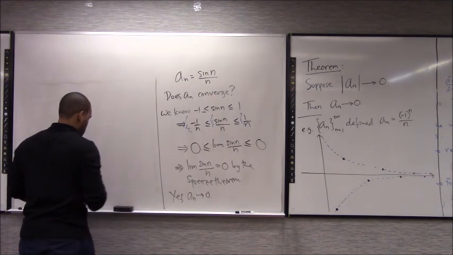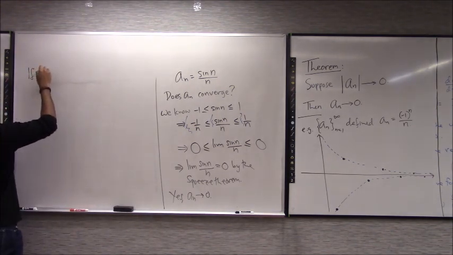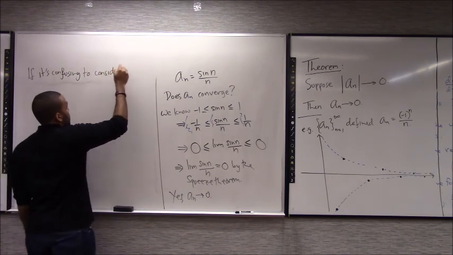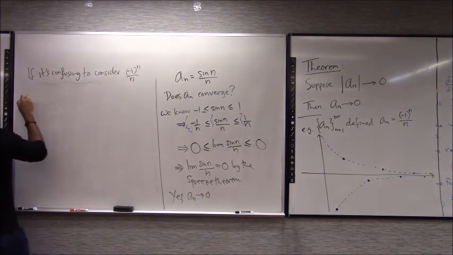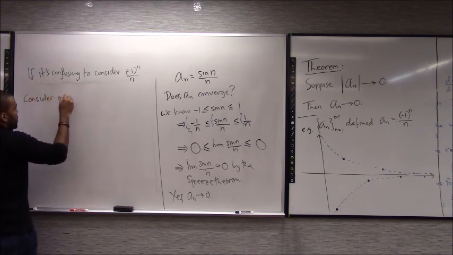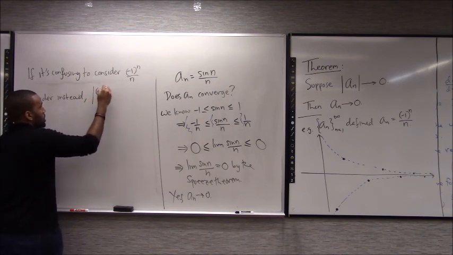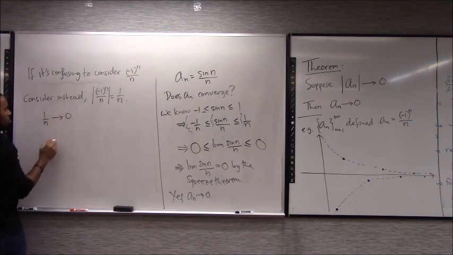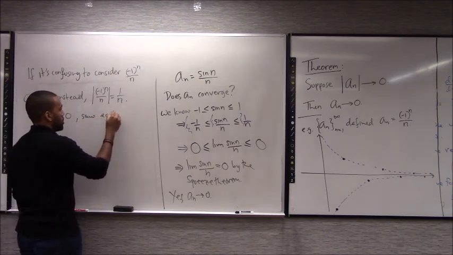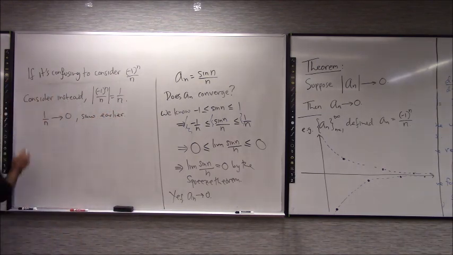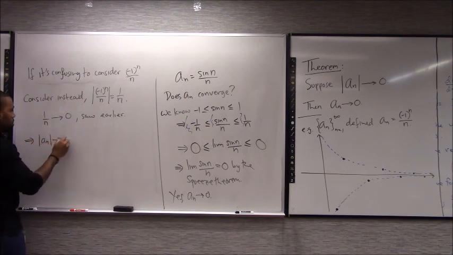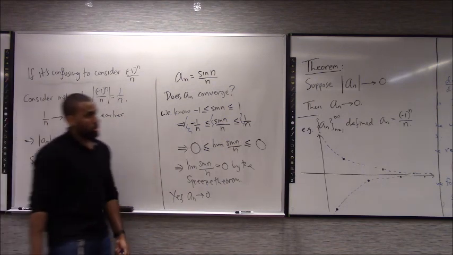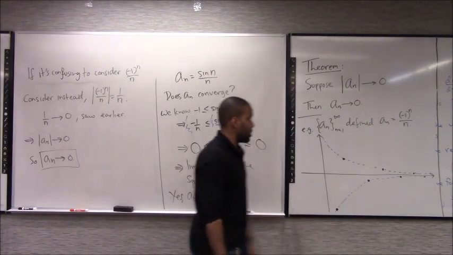But another way to look at this is that if it's confusing to consider minus 1 to the n over n, what you can do is consider instead the absolute value of minus 1 to the n over n, which is just 1 over n. And we know 1 over n approaches 0. We saw that earlier. So this means that the absolute value of our sequence approaches 0. So our original sequence will also approach 0 by that theorem. So it turns out this guy, he bounces up and down, yes, but he still actually converges to 0.